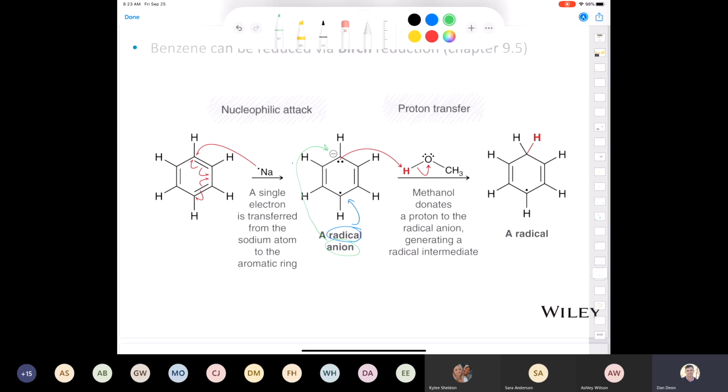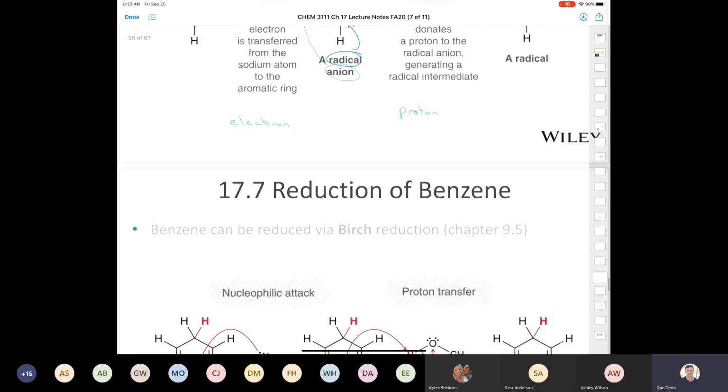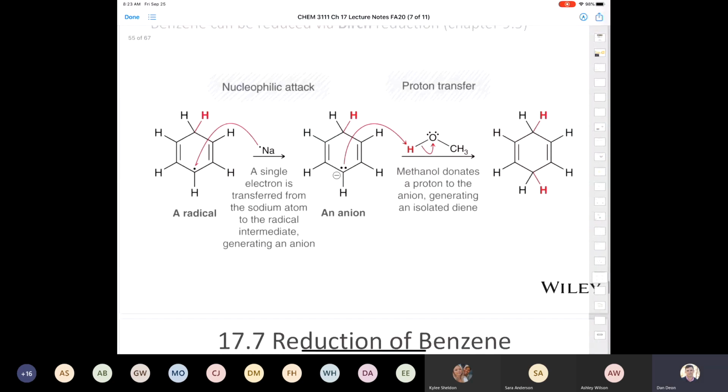So after the electron transfer, then you do a proton transfer from the methanol. You end up with a radical. What's going to happen is sodium is going to donate another electron, so the sodium donates another electron to make an anion. It's not a radical anion this time. It's just a plain old anion. And then we do another proton transfer like that. And there we go. We end up with our 1,4-cyclohexadiene.